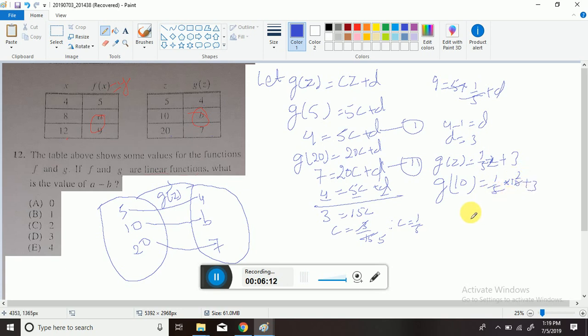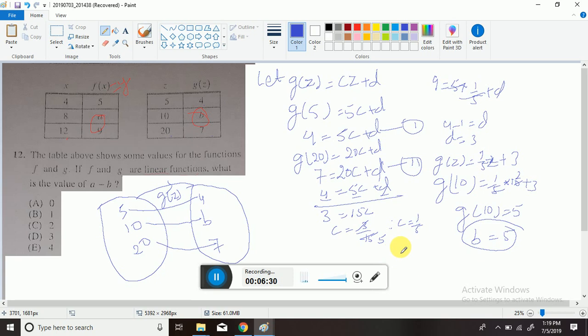That means G(10) equals 3 plus 2, 5. But G(10) value is what? G(10) value is B. So B equals 5. We get the value of B equals 5 from here.